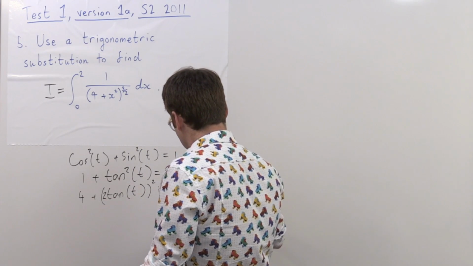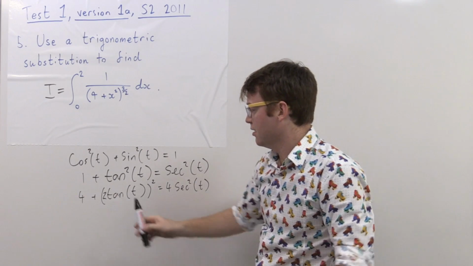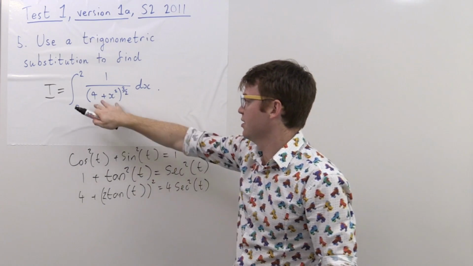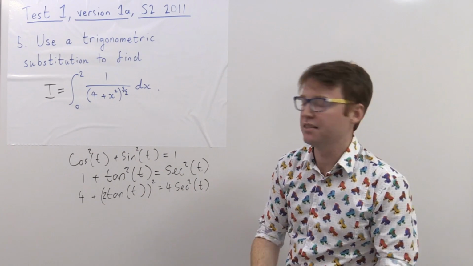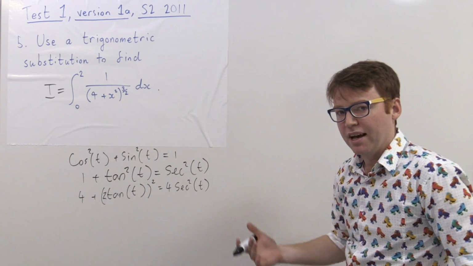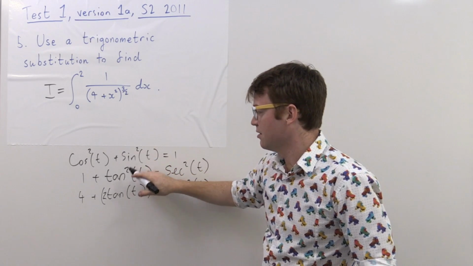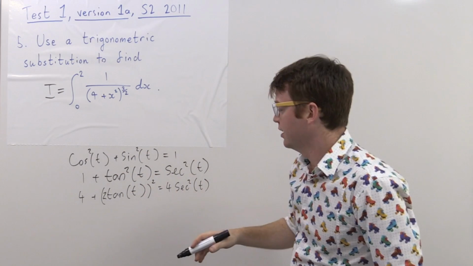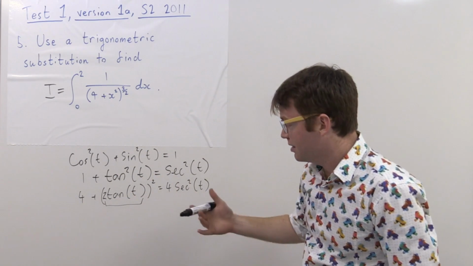So if I take x to be 2 tan t, then this object in here will become just 4 sec squared t, and I can take the square root fairly easily. This informs me about how I should make my substitution. So I'm just starting with this identity and reworking it until it looks like the bottom thing here that I want to simplify. So I'll let x be equal to 2 tan of t.